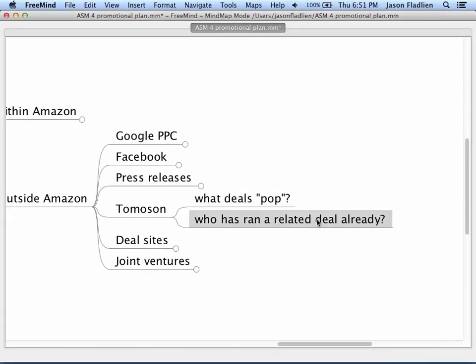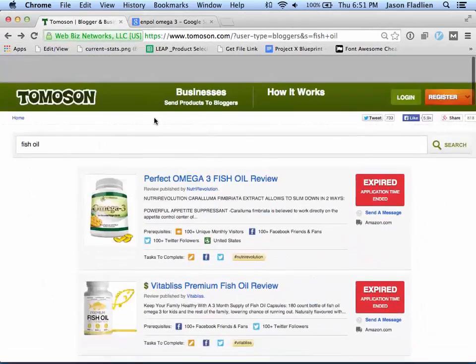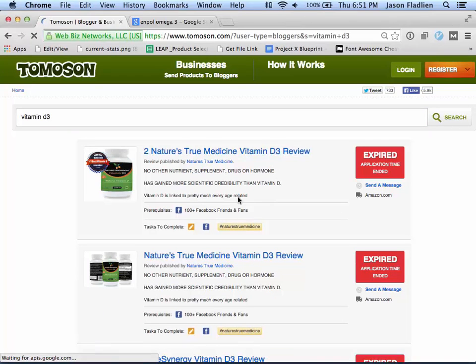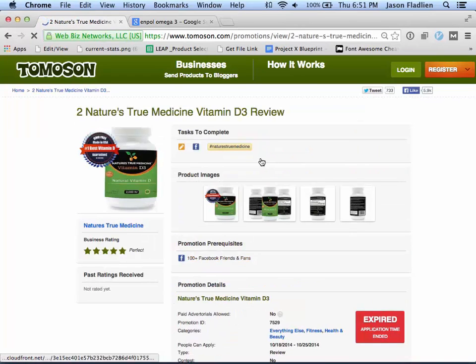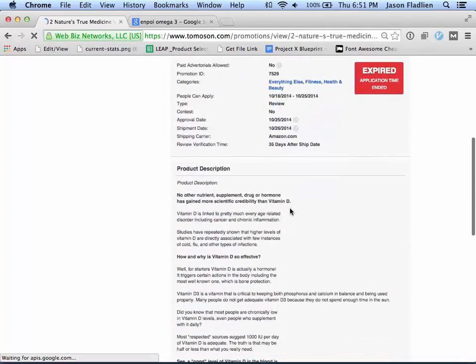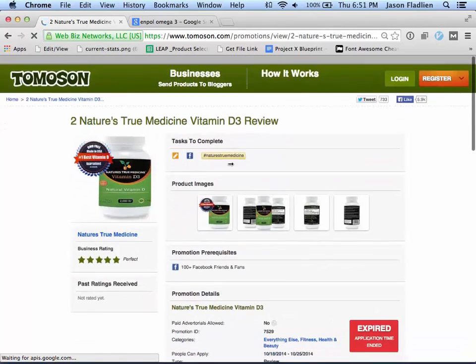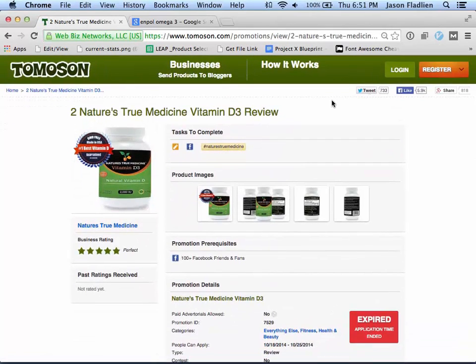The other thing you can do is see who has run a related deal already. Remember when I said earlier, frequently bought together, customers who bought this also bought that. Let's do a different one: vitamin D3. We could take one of these and say, who ran a vitamin D3? And if they ran a vitamin D3, and we find that a lot of people blogged about this, picked this up, talked about it, we can go to those people and say, hey, I saw you did this on Thomason and you wrote this blog and your people loved it. Why don't you do one on our fish oil? How do I know that these markets are related? Because Amazon says customers who buy this buy that.